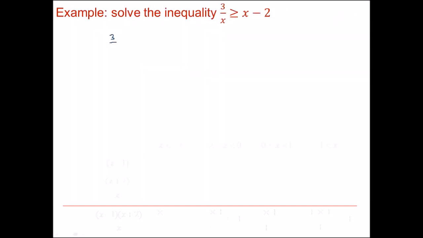Our inequality 3 over x greater than or equal to x minus 2, by subtracting, we get 3 over x minus x plus 2 is greater than or equal to 0.